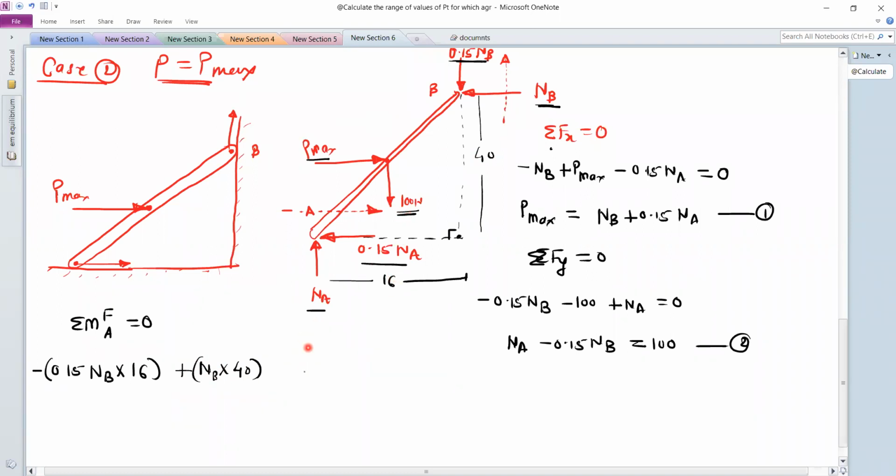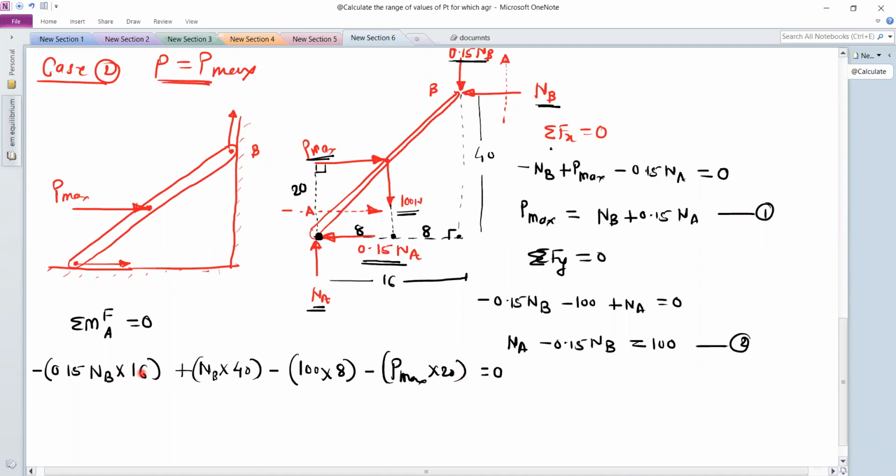Next is the 100 into its perpendicular distance. Just extend this line. Actually this line will bisect this line, so this is 8 and this is 8. So this distance with respect to point A is equal to 8 centimeter. And this moment by 100 is also clockwise, so it is negative. Next, we have the P max force. For P max, its distance with respect to point A is given as 20. Therefore, the moment will be P max into 20, and this moment by the force P is clockwise, so this is negative. Next, the moment by NA will be 0, and this is equal to 0.